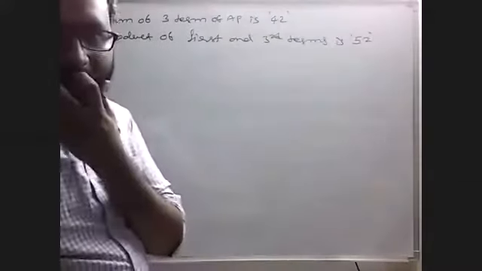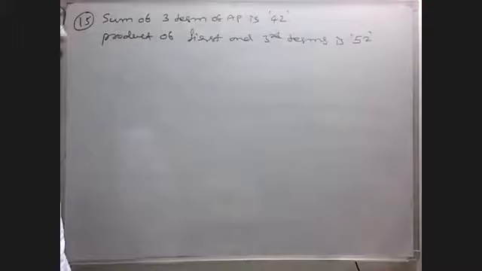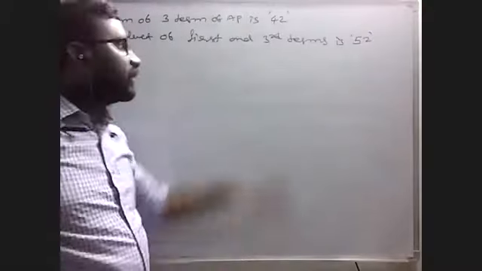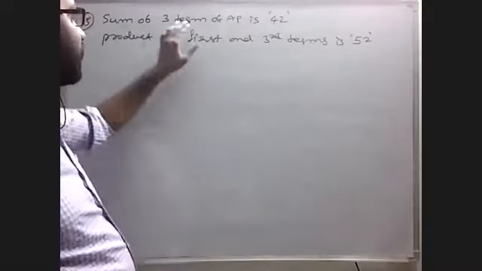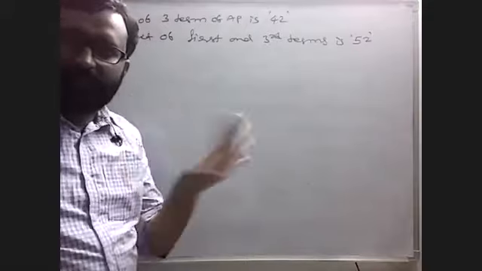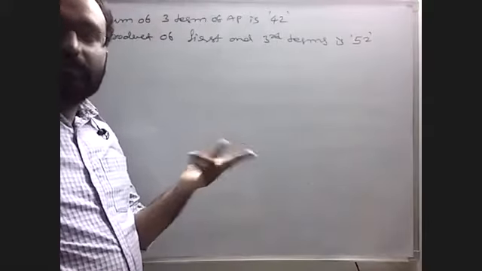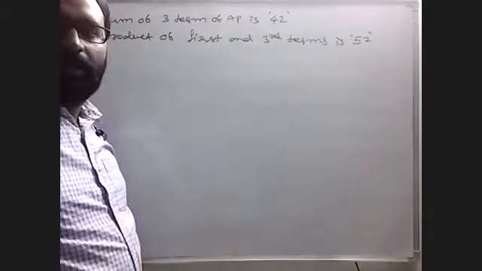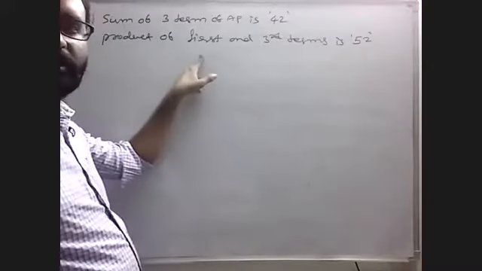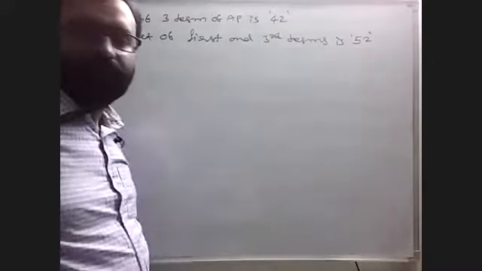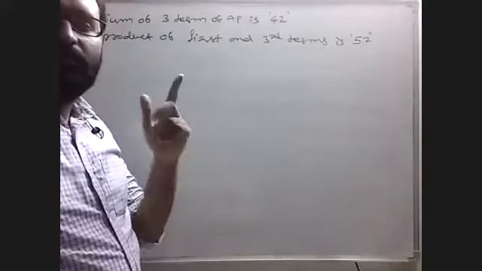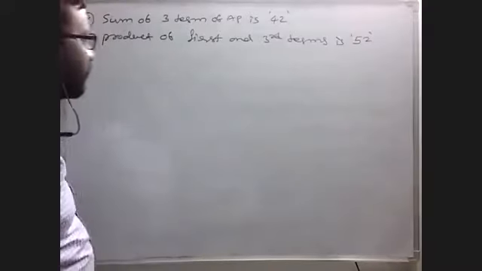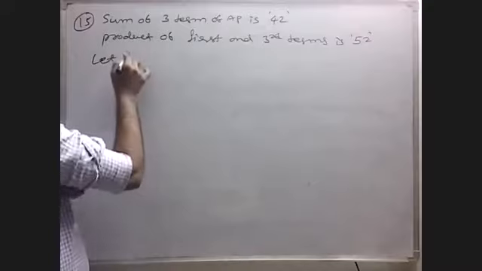You should listen very carefully to what he is saying. One AP series is there, we don't know what it is. In that AP series, three terms are there. The sum of those three terms is 42, and the product of the first and last terms is 52. Then what is the first term and the common difference? If you know the first term and common difference, you can form the AP series. Listen, solution.